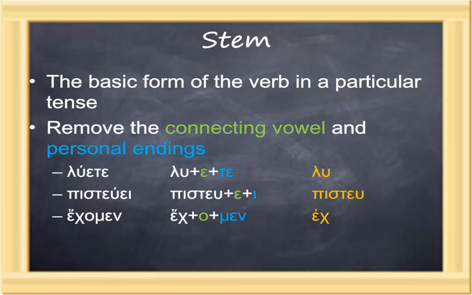The present active indicative consists of three parts. The present stem, which is the most basic form of the verb. One recovers the present stem by removing the connecting vowel and personal endings, as in the examples on the screen.